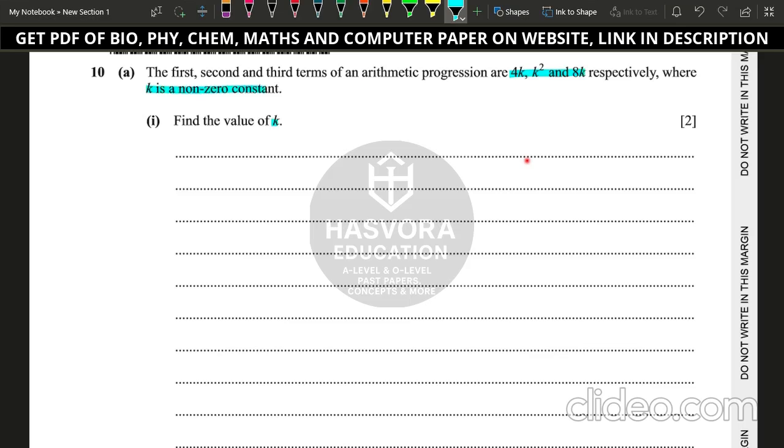So now you can see it is an arithmetic progression, and it is the first, second and the third term. So if I just write it as this, it will be a1, which will be 4k, your a2 is k square, and your third term, which is a3, it will be 8k. Now what is the common difference in your arithmetic progression? It is the next term minus the previous term. So k square minus 4k, one of the equation is this one, and the second one I will find is for the third and the second term. It will become 8k minus k square.